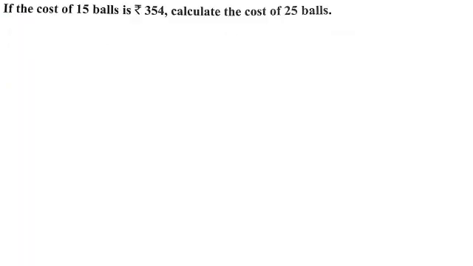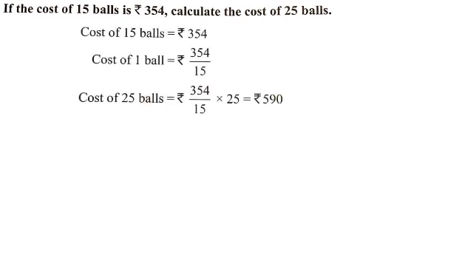If the cost of 15 balls is 354, calculate the cost of 25 balls. Cost of 15 balls is 354. Cost of 1 ball is 354 by 15. Cost of 25 balls is equal to 354 by 15 into 25, which is equal to 590.